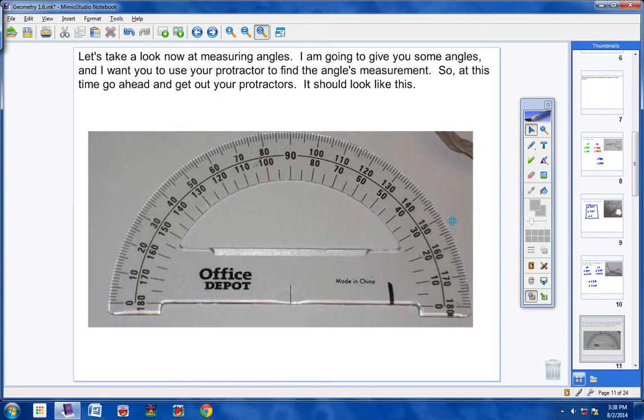Now there's different kinds. Some of you might have a hole right here and a little line going across. Some of yours might have the little slide thing that comes out like this, a piece of plastic, and it rotates around the protractor. All of that's fine, okay? But this is what your protractor should look like. So go ahead and get your protractor out, and we're going to look at measuring some different angles.